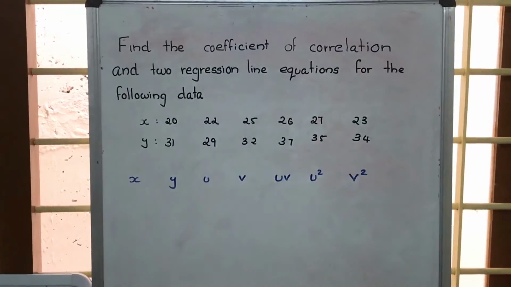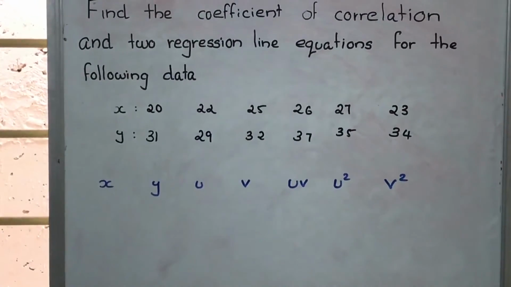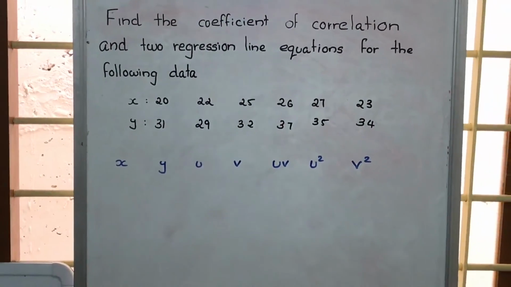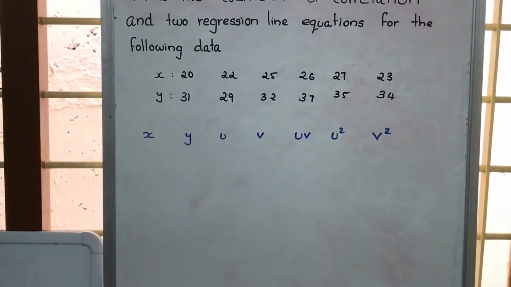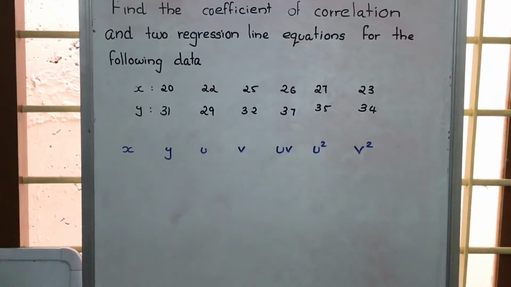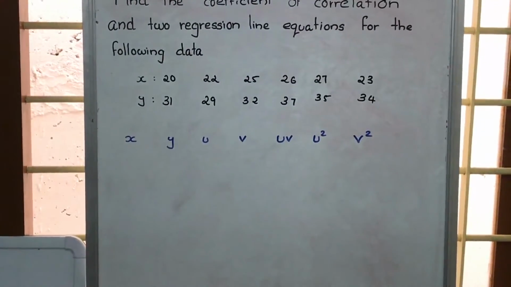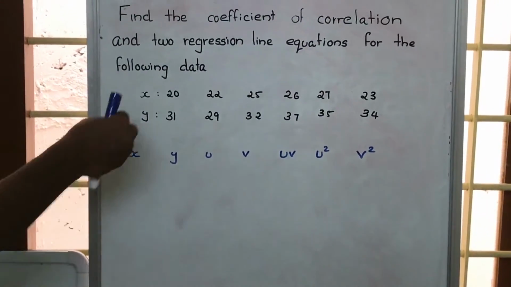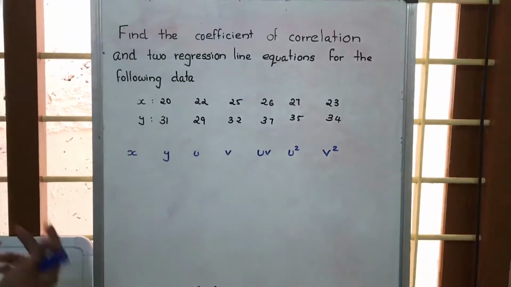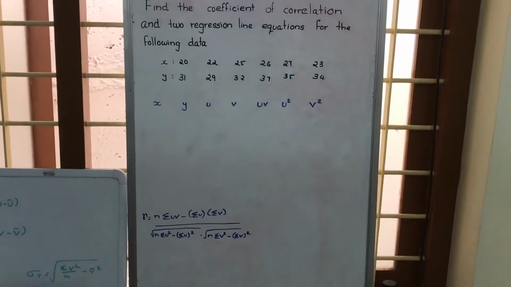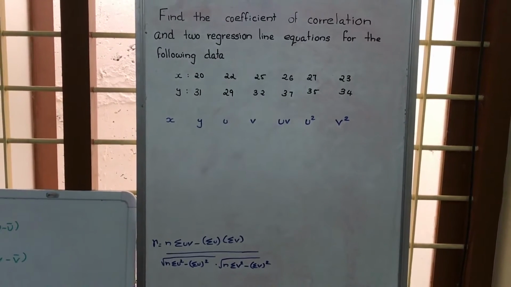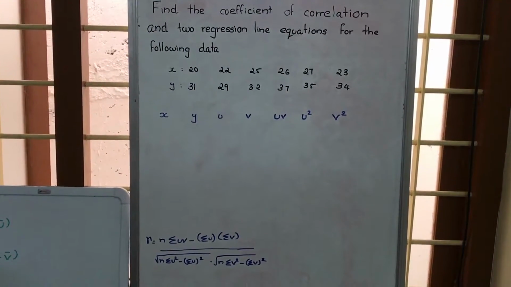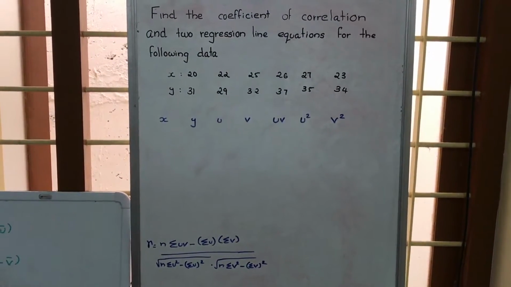We are going to find the coefficient of correlation, and also we are going to get the regression equations. The data are given as x and y, and while noting the given data, we can come to a conclusion that the numbers are so big that if we deal with these given numbers, the problem will be very difficult. So we are going to reduce the given numbers.